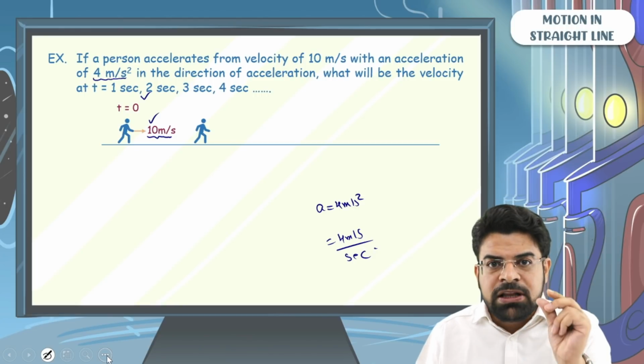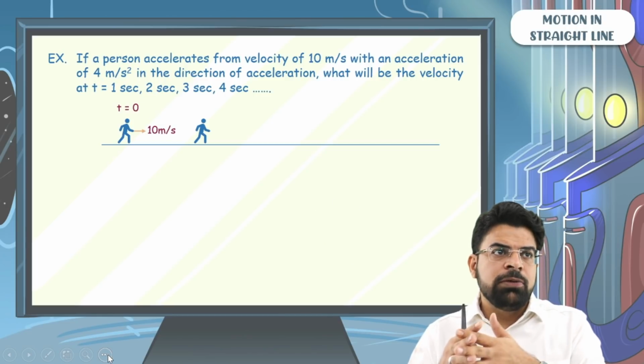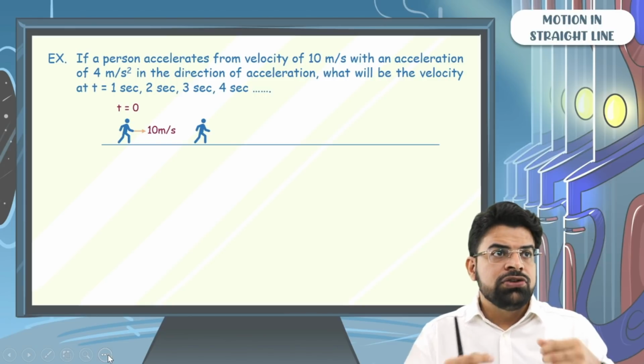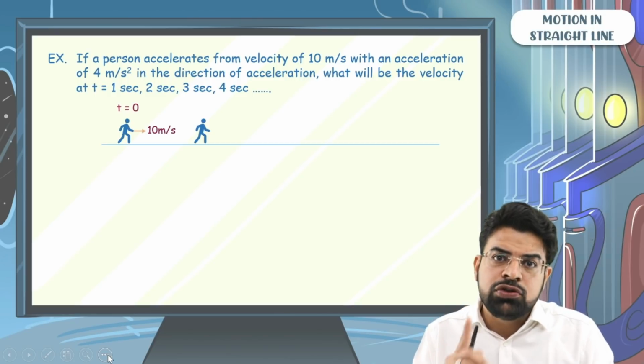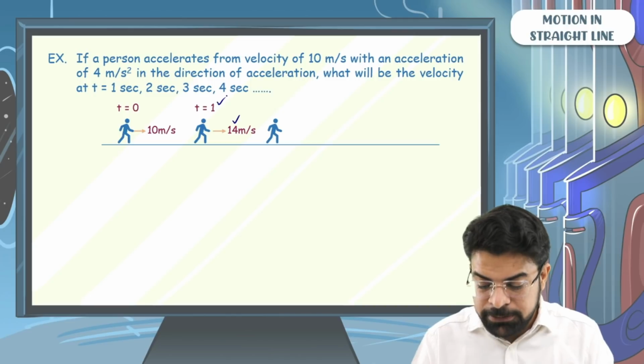So what will be the velocity at time equals 1? Sir, the velocity was already 10. As the acceleration is 4 meters per second square, every second the velocity increases by 4 meters per second. In 1 second, it will increase by 4. So at time equals 1 second, the velocity of this person will be 14 meters per second.